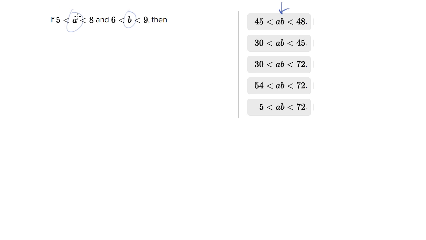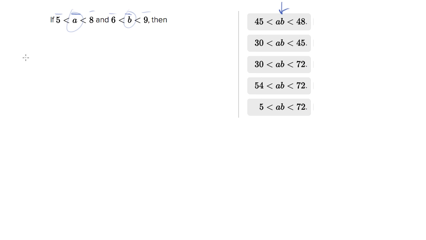So 5 is positive, 8 is positive, 6 is positive, 9 is positive. And the variables, because they're sandwiched in between there, can only be in positive ranges. Like A will always be between positive 5 and positive 8. B will always be between positive 6 and positive 9. So as far as inequalities go, this is a very safe environment. It's an all positive environment.